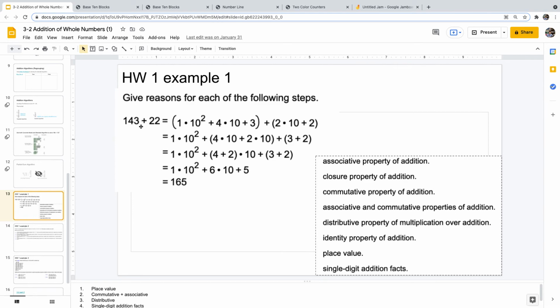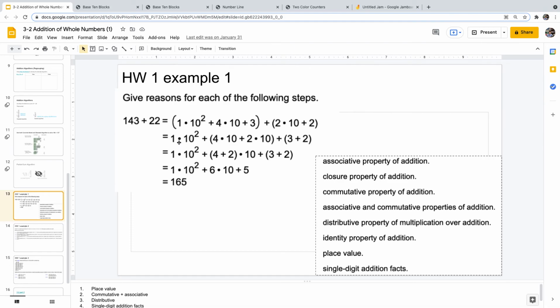143 plus 22. 143 is expanded into 1 times 10 squared because it's hundreds place. 1 is hundreds place. 4 is tens place. 3 is ones place. This 2 is tens place. This 2 is ones place. So it's showing place values. What does 1 mean? 1 means 100. So 1 times 10 squared. What does 4 mean? It's 40. So it's 4 times 10. So that is place value. Right? So you can put place value here.